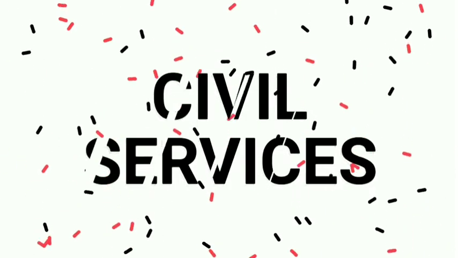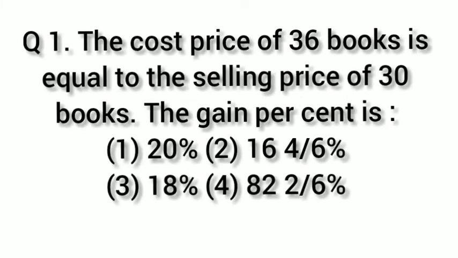So in today's video we are going to discuss the solutions for CSAT series of day 32, and the first question is: the cost price of 36 books is equal to the selling price of 30 books. Find the gain percentage. So here it is given that the cost price of 36 books is equal to the selling price of 30 books, and we have to find out the gain percentage.